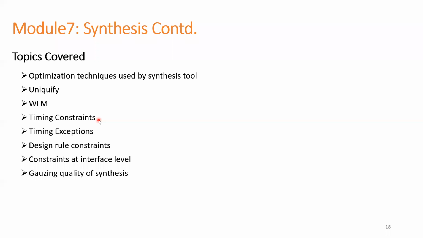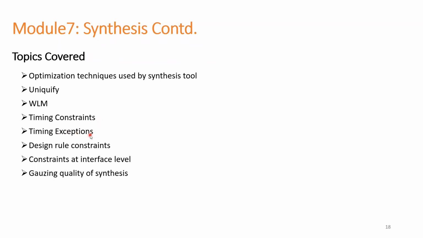Let's say in func mode, the scan logic will be disabled. To disable that, we need to use set case analysis 0 on the scan logic. Like that, all the constraints we need to give in SDC. So max transition, max capacitance, max fan-out will be on the false path.